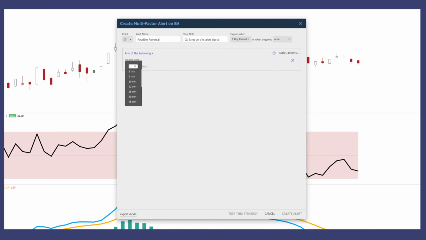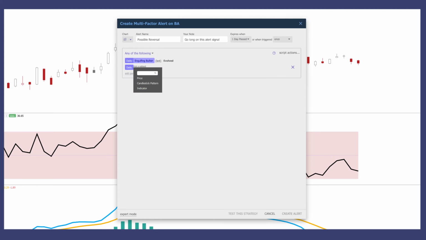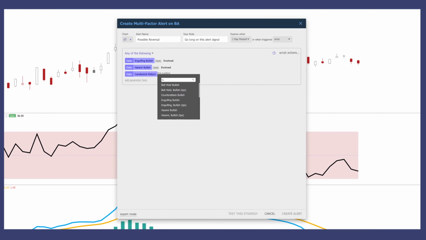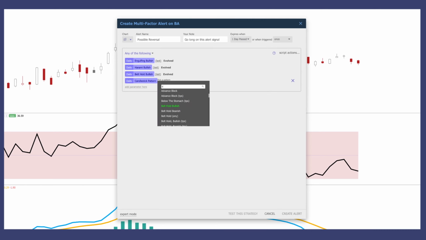So condition, let's say daily candlestick pattern. We'll type in bull. Maybe we want a bullish engulfing. Maybe we also want to look for a daily bullish harami. We want to look for a daily bullish belt hold. And we also are okay with a bullish kicker. So if any 4 of these occur, you'll get an alert.